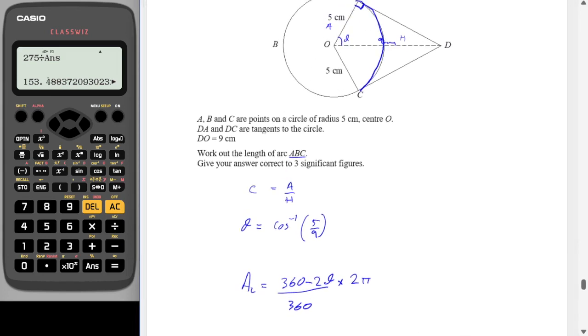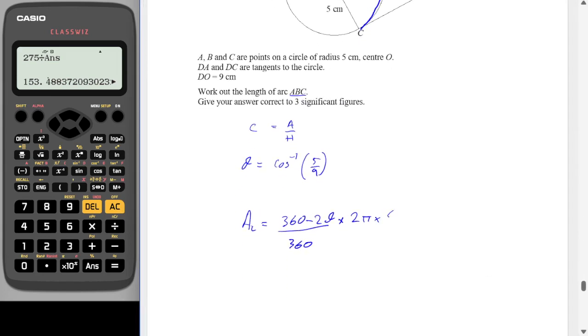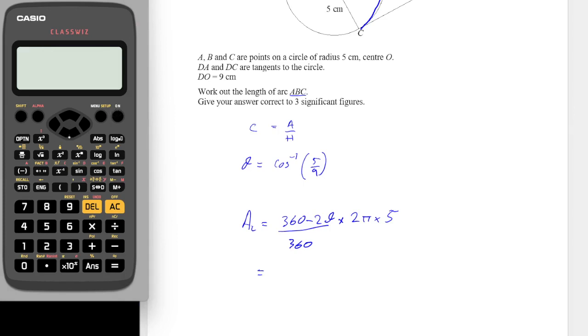So let's change that for times by 5. Okay, right. So I'm going to go slightly... right, shift cos of, and then I'll type it in as 5/9. So that's going to give me that value.